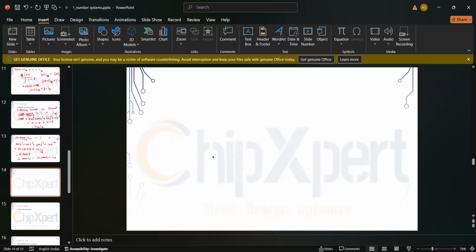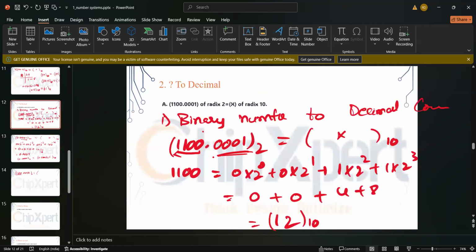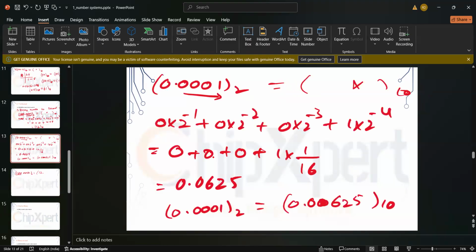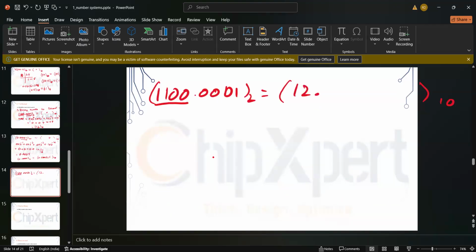So the next thing you want to see is 1100.0001 of your number, in order to convert it into decimal form. What was the value you got for 1100? 12, right? 12 point. And what was the value you got for 0.0001? 0.0625, right? So this is how we are going to convert any number to decimal format.